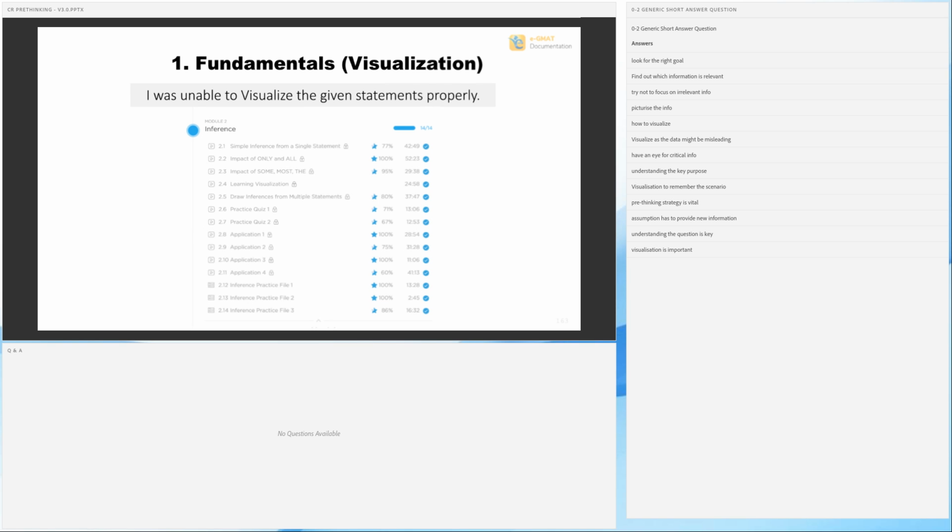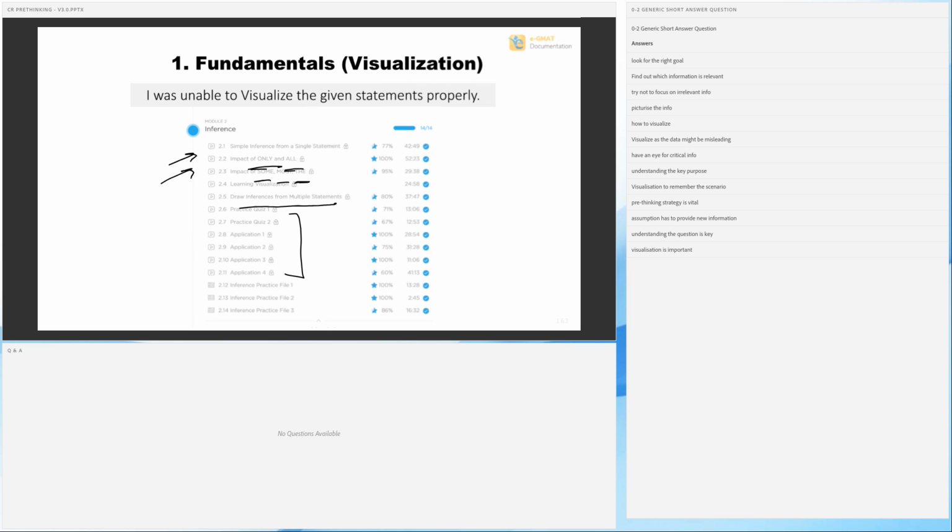Then you should learn how to visualize statements properly. Our inference module does that. It starts with drawing inferences and doing visualizations on simple statements. We teach you how to visualize only, all, some, most, the. These are really important keywords. They have special visualizations here. Then we teach you how to combine statements and visualize them. Then we evaluate you on this.